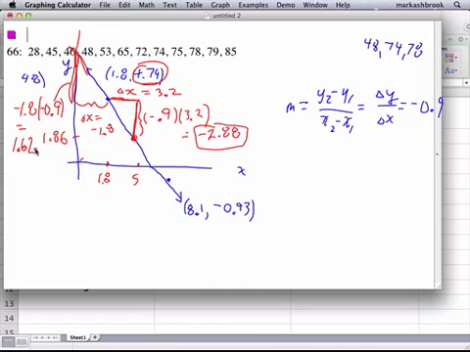Add 4.74. If we go back 1.8, we're going to go up 0.9 times 1.8, right? And that's our 1.62. So we add that to 4.74, gives us the vertical intercept. 6.36. Any questions on this problem?